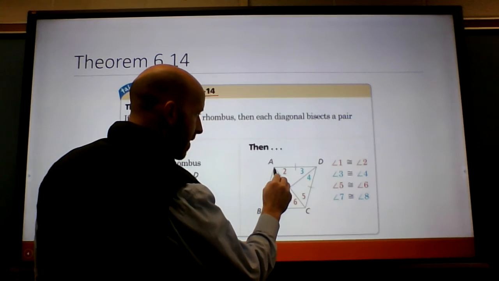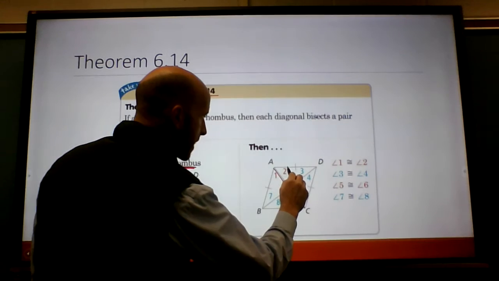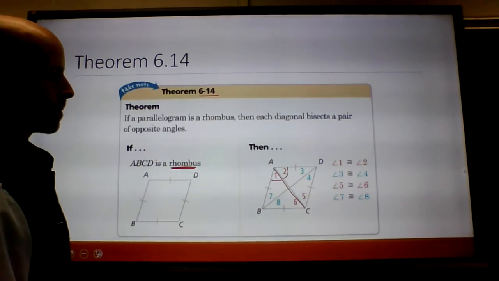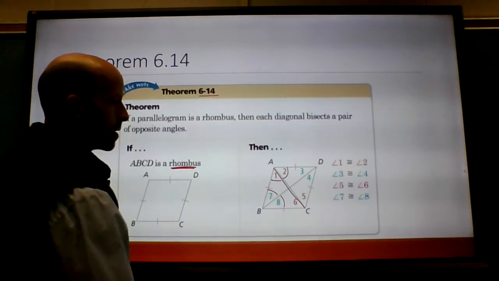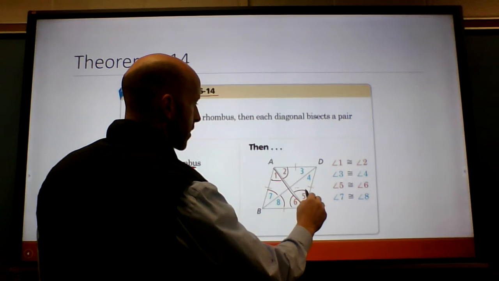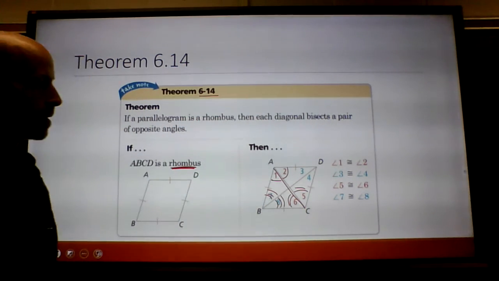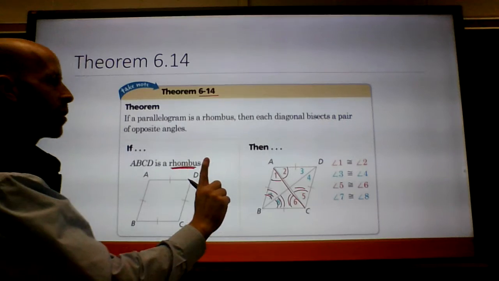In other words, this diagonal, since this is a rhombus, makes angle 1 and angle 2 congruent. It also means that angle 7 and angle 8 are congruent. 5 and 6 are congruent. In fact, I should be using different markings here. Sorry about that. Turns out all those angles are going to end up being congruent. Let me say that more correctly.